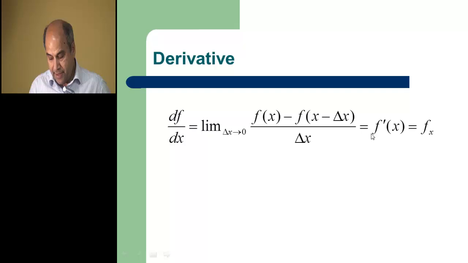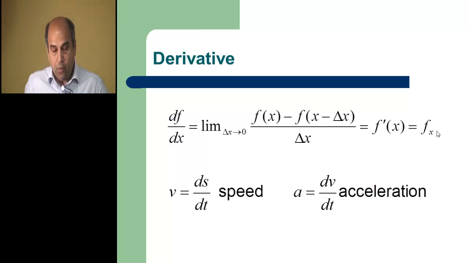And we are going to represent this as f prime of x, or f_x, because if it's a function of two variables we will have a partial derivative. This is the derivative with respect to x. And this particular thing is only one function of one variable, so it's implied that we are computing the derivative with respect to x. So speed is the derivative of distance with respect to time. The acceleration is the derivative of velocity or speed with respect to time.